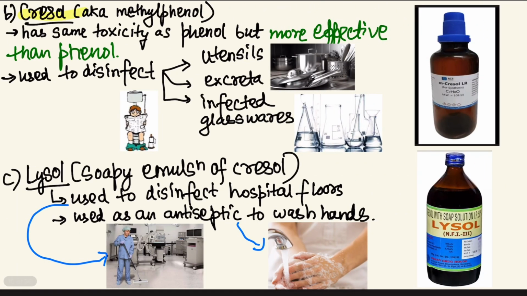Next is cresol, which is also known as methyl phenol. As you can see here, it is cresol. It has the same toxicity level as that of phenol, but it is more effective than phenol. So it is used to disinfect utensils, then excreta. It also is used for disinfecting the infected glasswares which are being used in the laboratories. Then we have Lysol, which is a soapy emulsion of cresol. As you can see here, it is used to disinfect the hospital floors, and it is also used as an antiseptic to wash the hands.